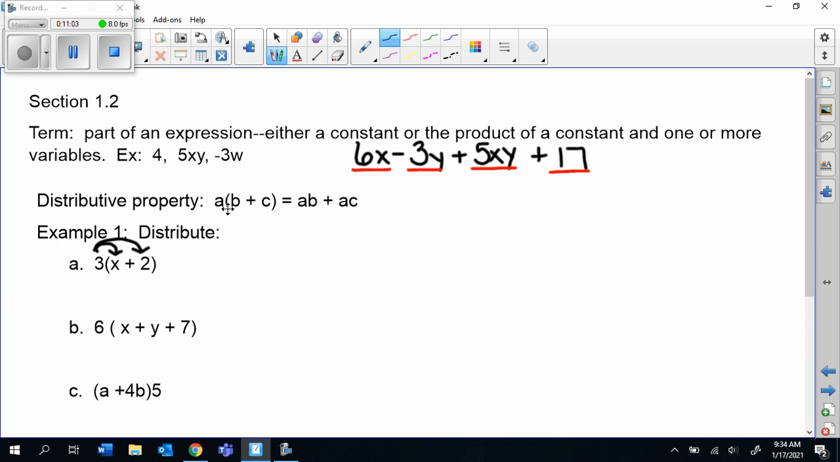And so the idea here is that if you have a number smashed up against the parentheses, you need to multiply that number all the way through to every term in the parenthesis. And we use this, we've got to use this almost every class period. And so 3 times x is 3x, and then 3 times 2 is a plus 6.